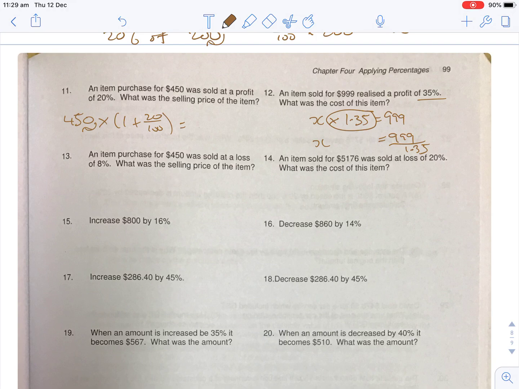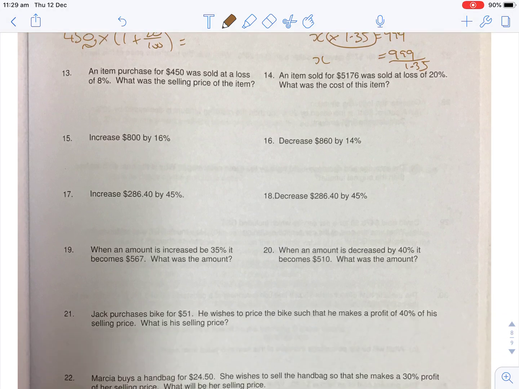Question 13, an item purchased for $450 was sold at a loss of 8%. What was the selling price of the item? So I've purchased it for $450. I'm going to make a loss of 8%, so I'm timesing it by 1 take the 8 on 100, which is of course a multiplier of 0.92, and that would give me my final selling price, which is going to be a bit less. As soon as we see a 0, we know that we're going down.